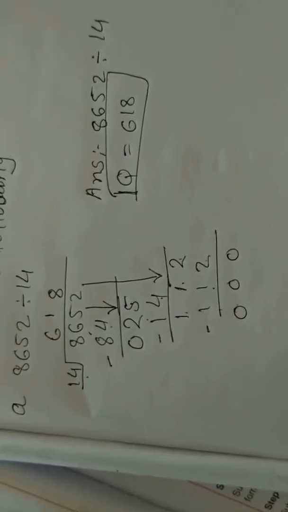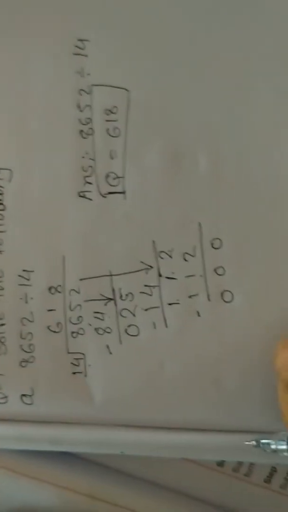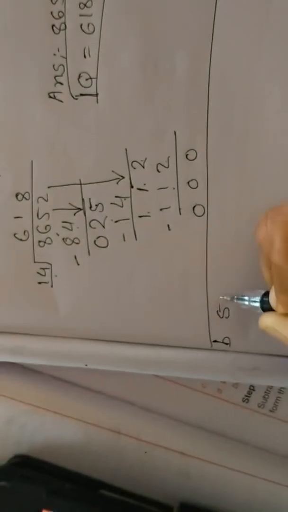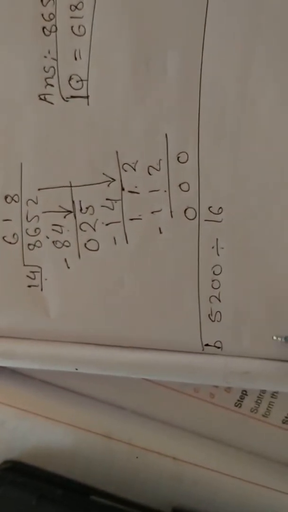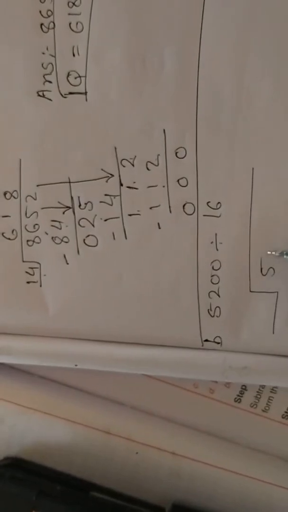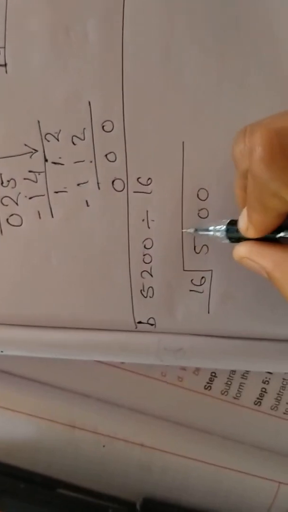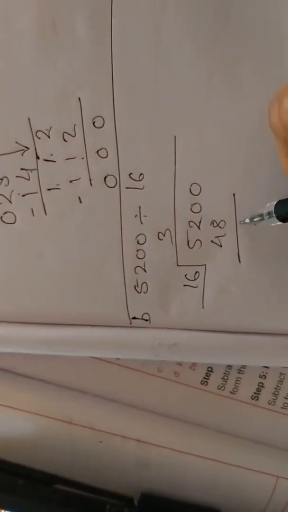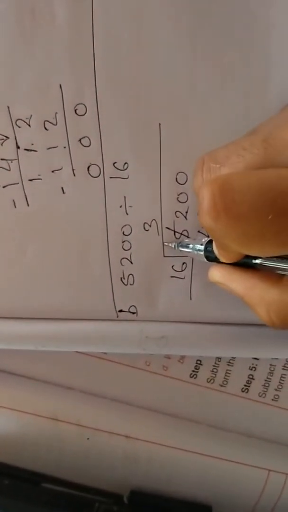Okay students, I hope your work is complete. Now we'll start the next sum. B1 sum is 5,200 divided by 16. 16 threes are 48. 2 minus 8 is not possible. Cut 5. We have to write here 4.